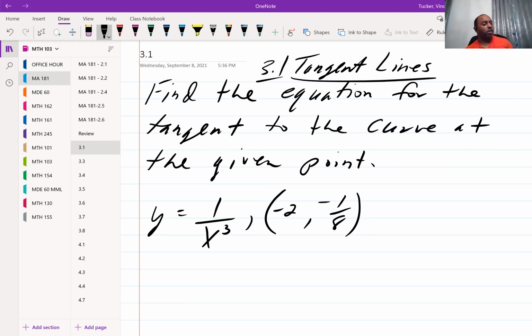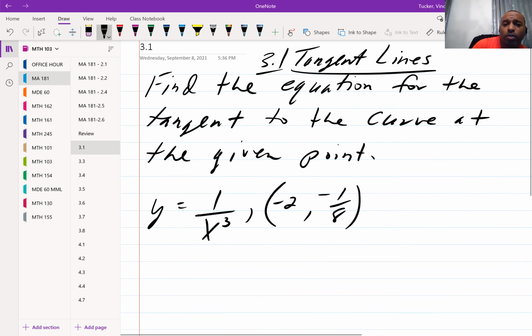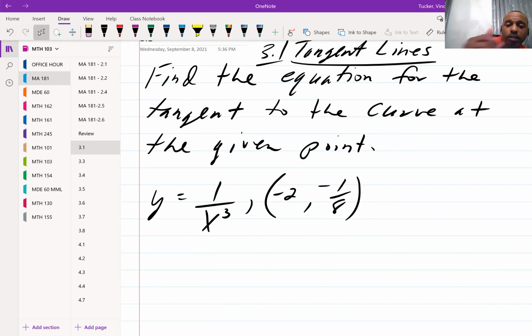I'll just call it tangent lines. But it leads us into our next major thing that we're going to talk about, which are derivatives. And we'll get into that next class. We don't necessarily need to do that. But like I said, this is more of a review of what we've done out of chapter 2. So let's go ahead and do that.